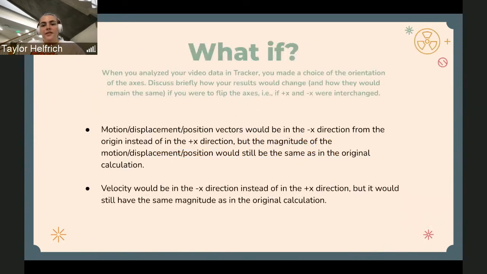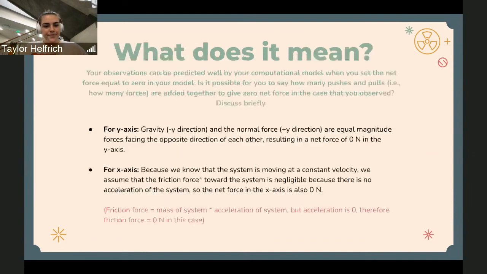And lastly, the conclusion is just the what-if question. If we change the axes or flip them, we would see that the motion, displacement, and position vectors would all be in the negative x direction instead of the positive x direction, but the magnitude of these vectors would still be the same as the original. And the same with velocity: it would be in the negative x direction instead of the positive x direction, but still have the same magnitude as the original.